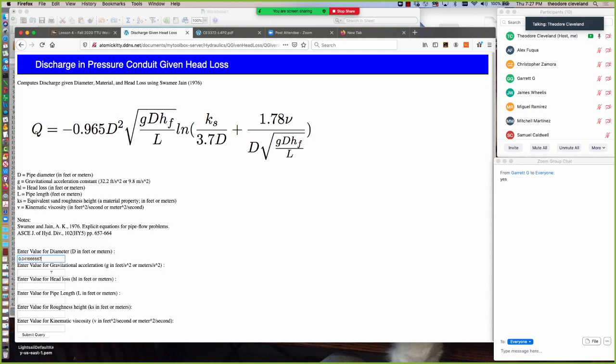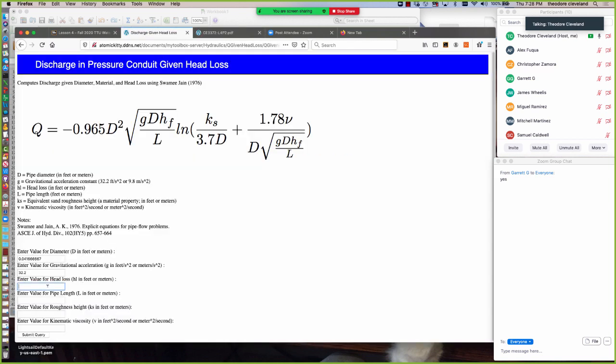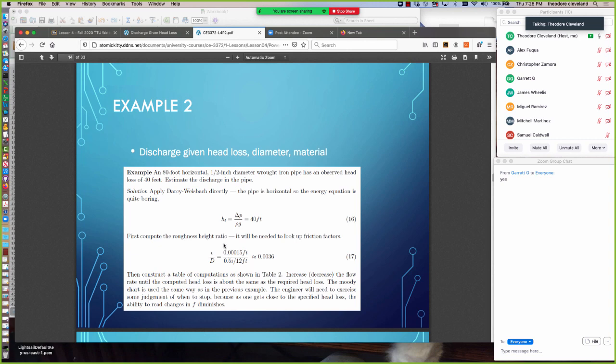Okay, and gravitational acceleration, we'll do it in US customary units. Head loss. So our working head loss is 40 feet. Pipe length was 80. Roughness value for the pipe, we'd still have to look that up. 3 zeros and a 1 5.